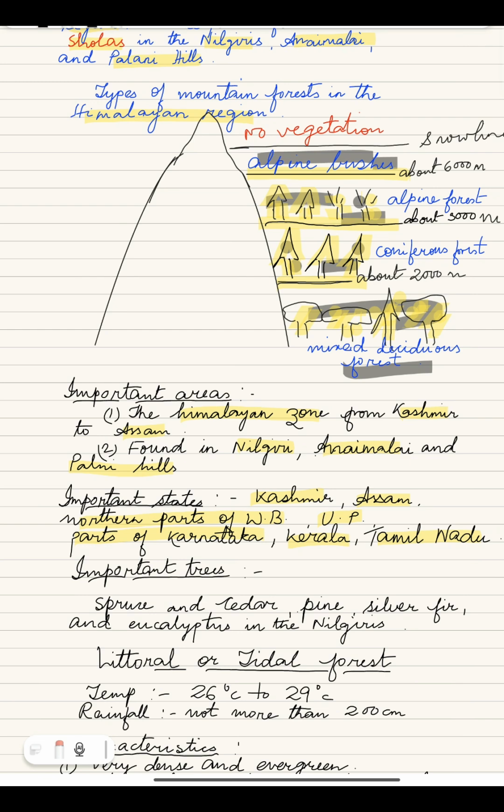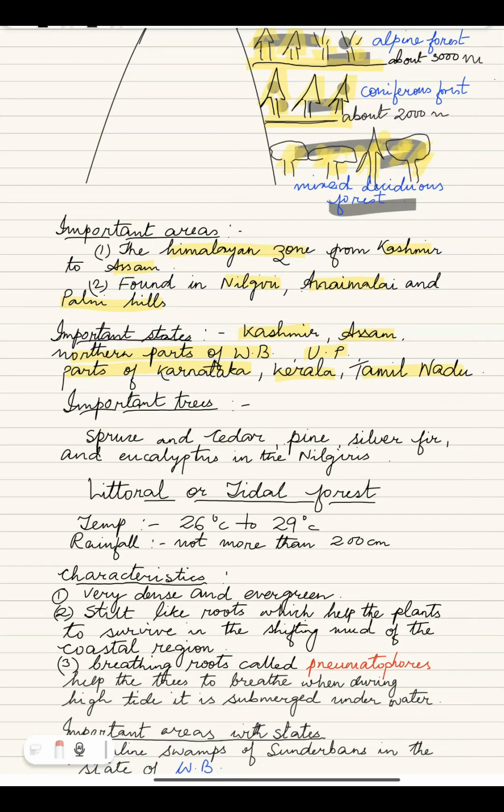What are the important trees that are found here? We have spruce, cedar, pine, silver fir, eucalyptus is mostly found in the Nilgiri Hills. Now you know these trees are all softwood in nature, so they are very useful for making furniture, toys, sports goods, wood pulp and paper.